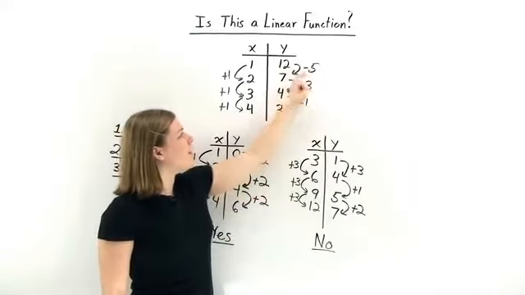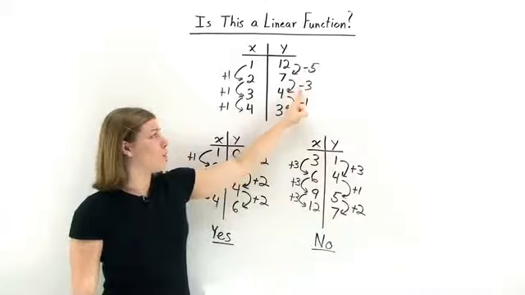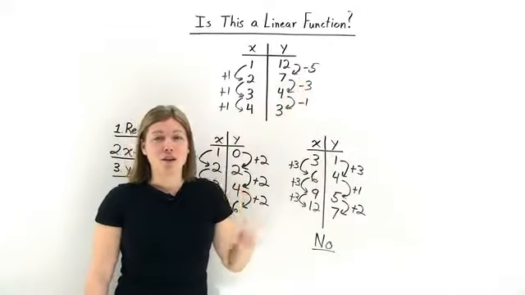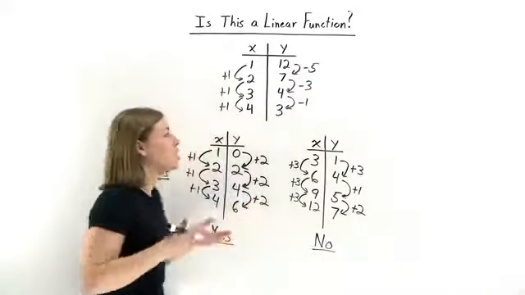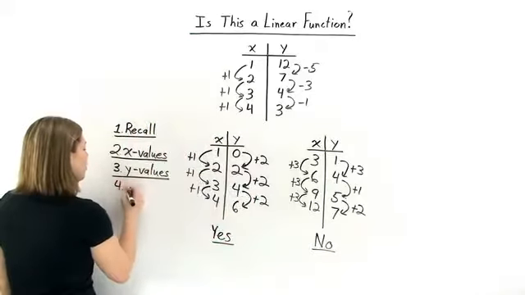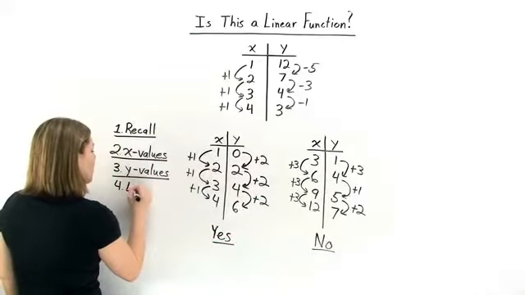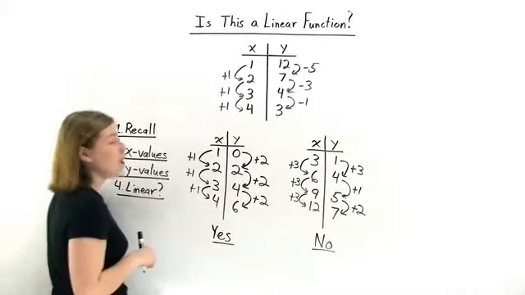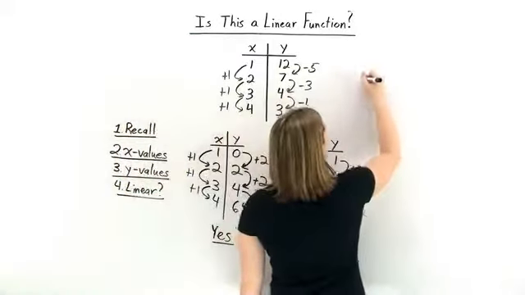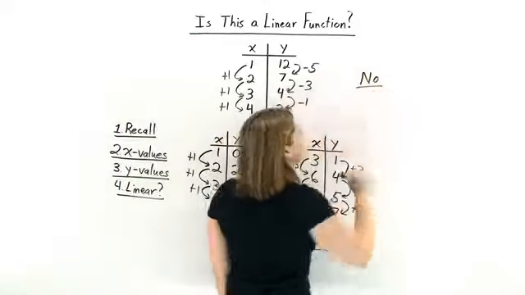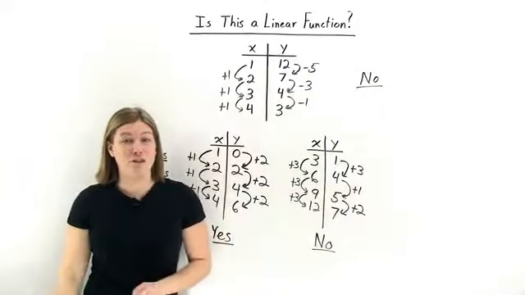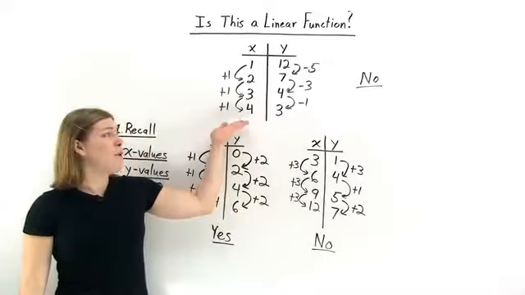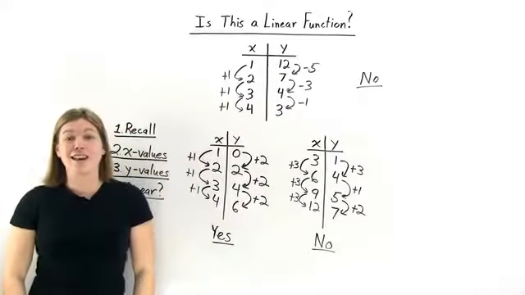Here we subtract 5 to get the new y value. Here we subtract 3, and here we subtract 1. We're subtracting a different amount each time. That means that those y values do not have a constant rate of change. And since those y values do not have a constant rate of change, we know the answer to this question. No, this table does not represent a linear function. If we plot these points and connect them, we will not get a straight line.